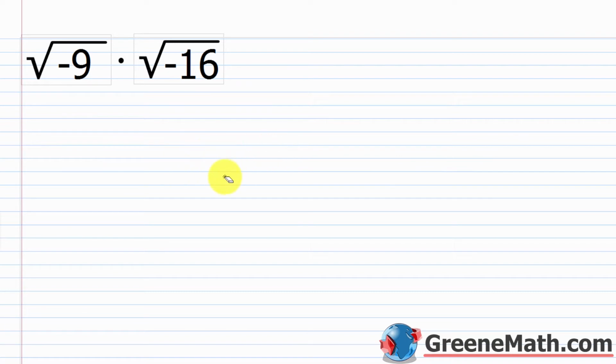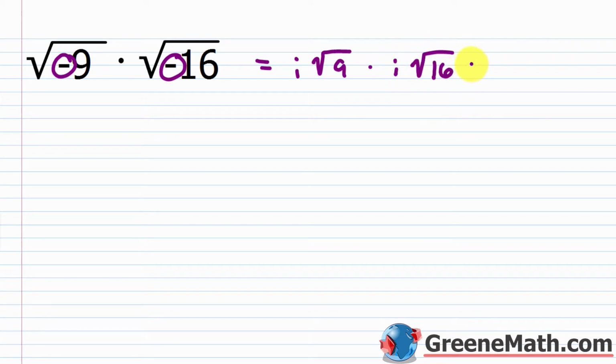So what you need to do in this scenario is convert each of these first. So I'm going to pull the negative out of each part and say this is i times the square root of 9 times, you'll have i times the square root of 16. Once you've done that, then you can use your product rule for radicals. It's fine now because you have square root of 9, 9 is a positive number. You have square root of 16, 16 is a positive number. So there's nothing else that's stopping you there.